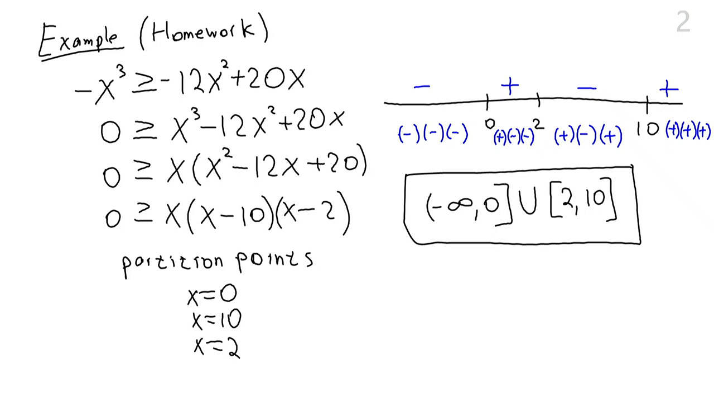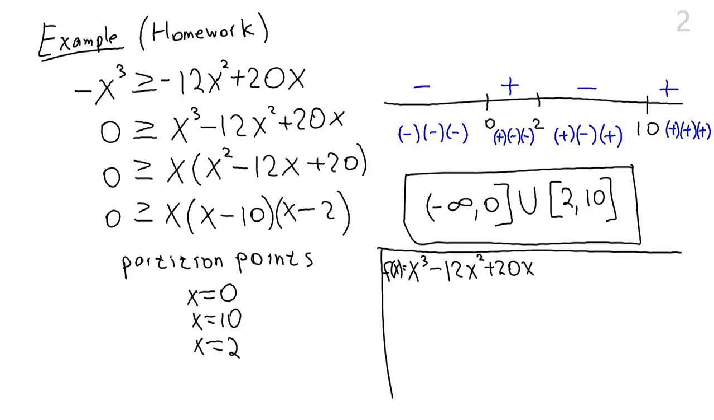Also, just as a note, if we were to graph this polynomial as we were doing in the previous section, x cubed minus 12x squared plus 20x, we'd also first factor it, and from the factors we see that it has roots at x equals 0, x equals 10, and x equals 2.